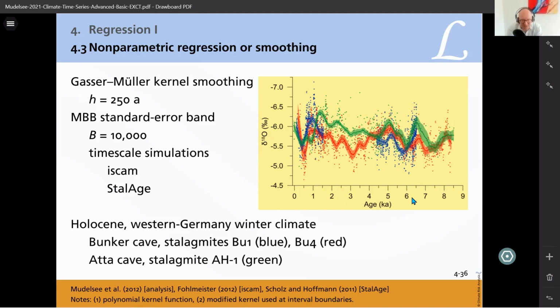In the last years, the B2K definition has become fashionable. That means before 2000. So 2000 would be present, the year AD 2000. Okay, so we see this is time on the horizontal. On the vertical, we see 18O. 18O measured in stalagmites, calcium carbonate material from caves in Western Germany.